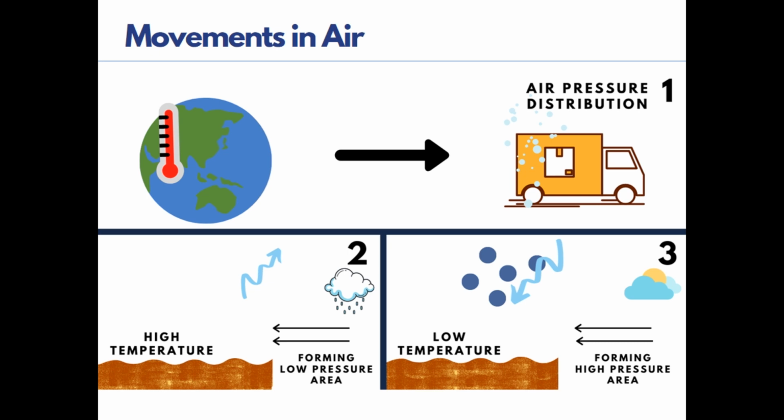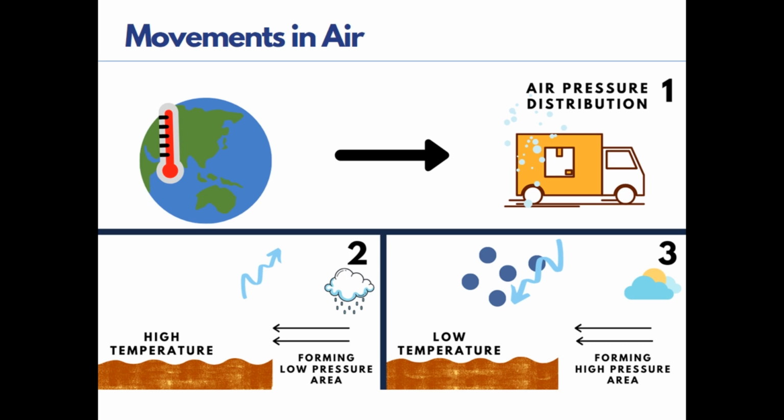Do you know how air circulation takes place? When air gets heated, it expands. It becomes light and goes up. Cold air is dense and sinks down. When hot air rises, cold air from the nearby area rushes in and fills up the region.